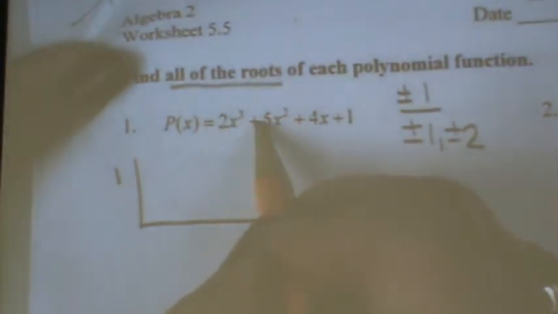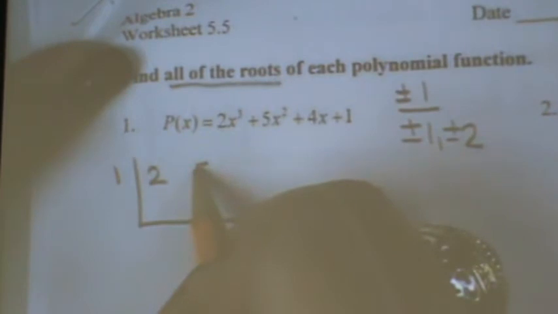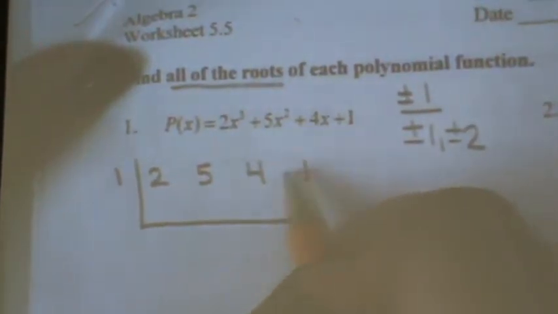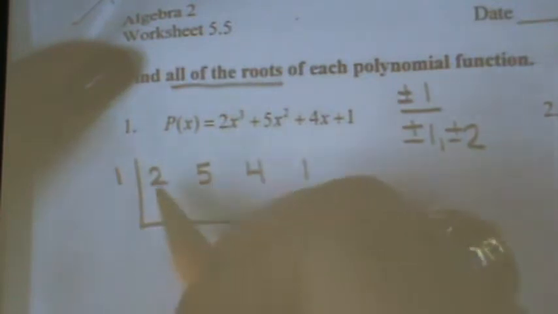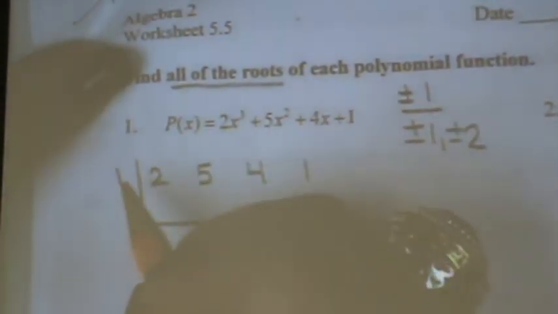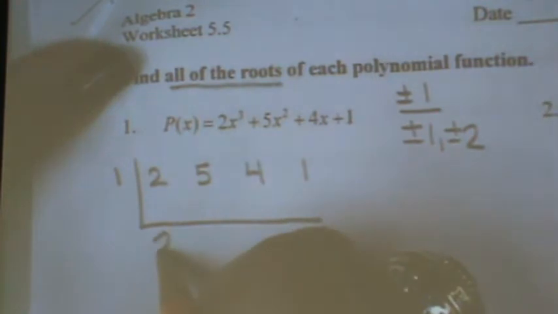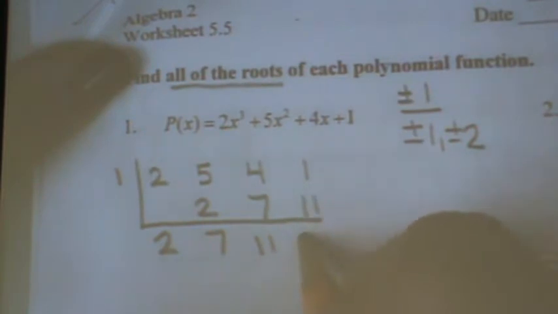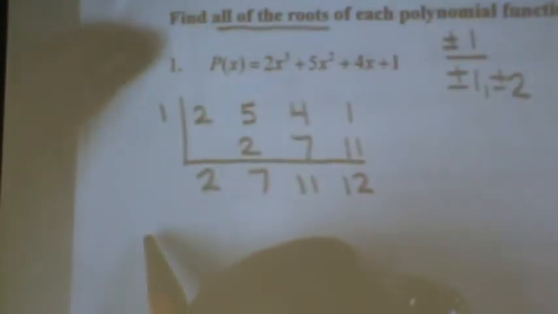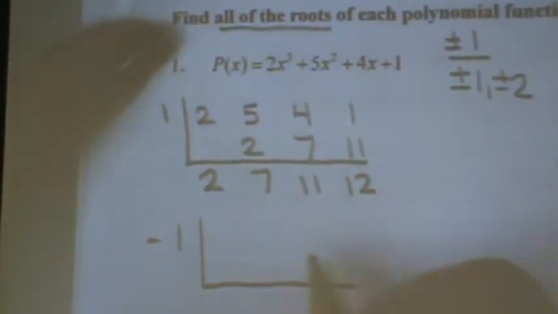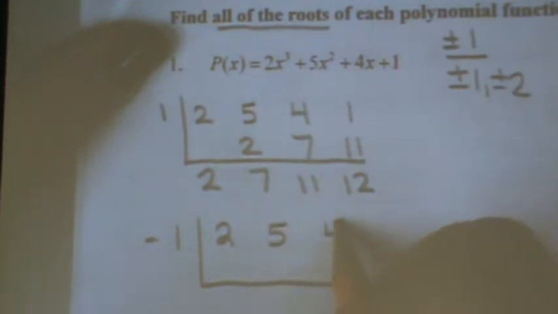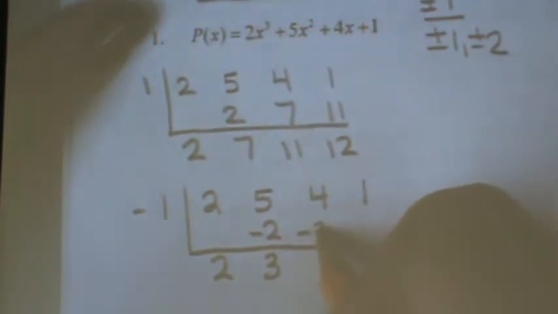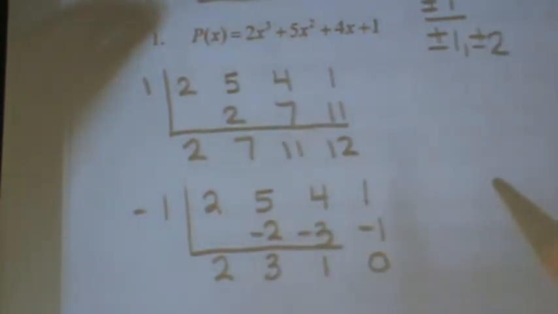Okay, so we've got a 2, 5, 4, and 1. Now I can tell you right now, because I'm using a positive number and I don't see any negatives, that's going to be an upper bound. Because all of these are going to be positive, when I multiply and add, I'm going to get positives, and so 1 was too big. Let's try -1. So you get 2, 5, 4, and 1. Bring down the 2. Multiply, add, multiply, add, and bingo, we got it.